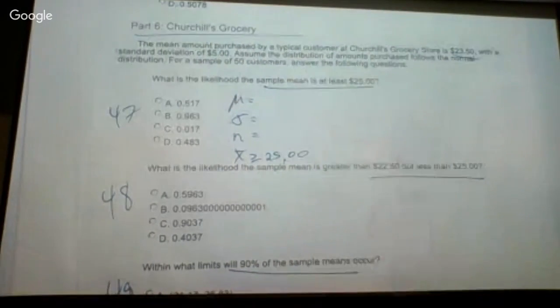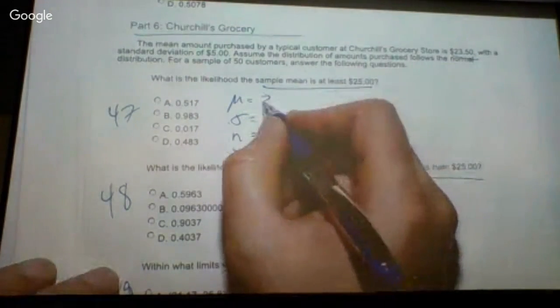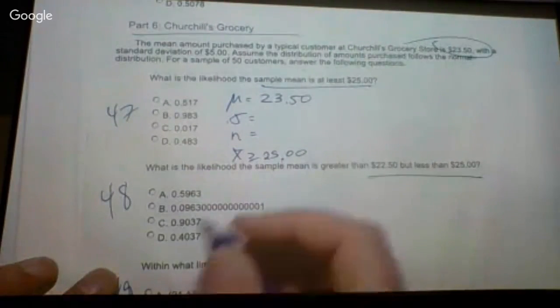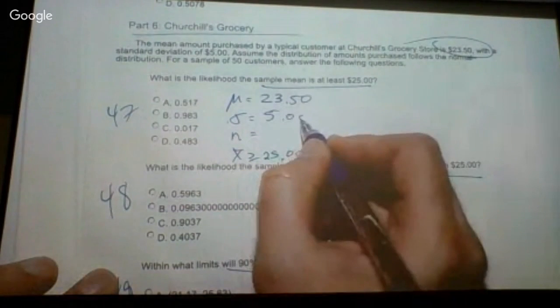What's the mean according to the problem? Population mean, what the mean amount customers spend? How much? 23.50. And that does not come from a sample. We're just told to believe that. The standard deviation is 5. N is 50 customers.